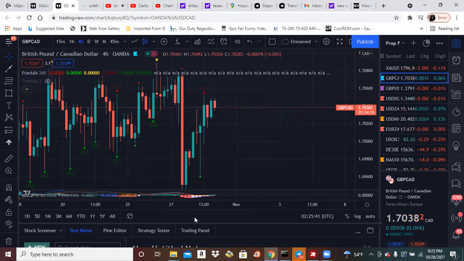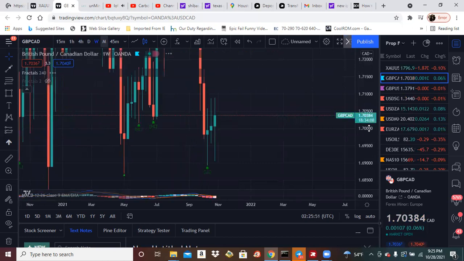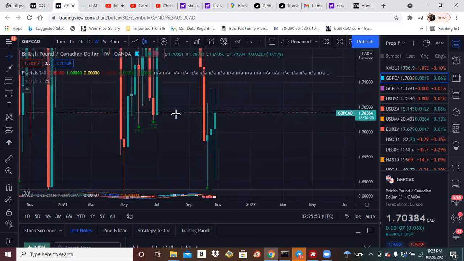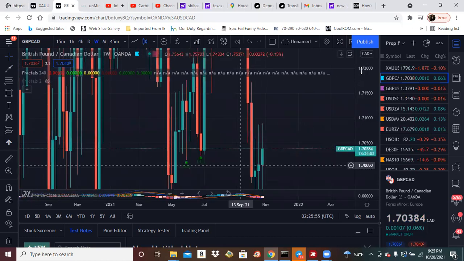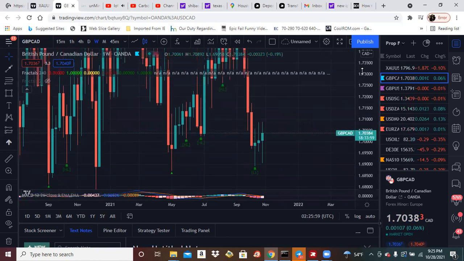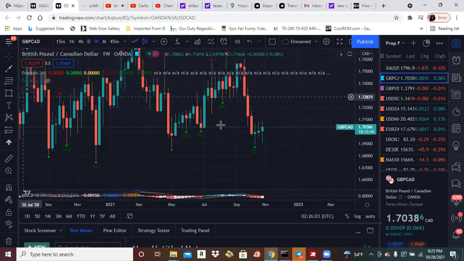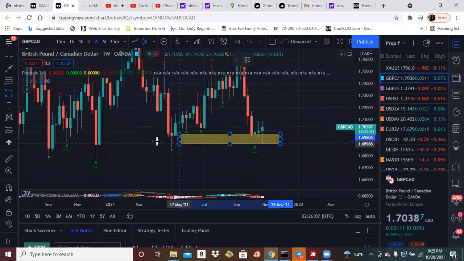I don't really use it on the 15 and stuff like that unless I'm really scalping or whatever. But that's as basic as it's going to get with Fibonacci's. We're trading Fibonacci's. The reason why I'm at GBP CAD is because I want to show you something. Everybody that knows how I trade should know I love to trade fractals off of the retest area and pullback.